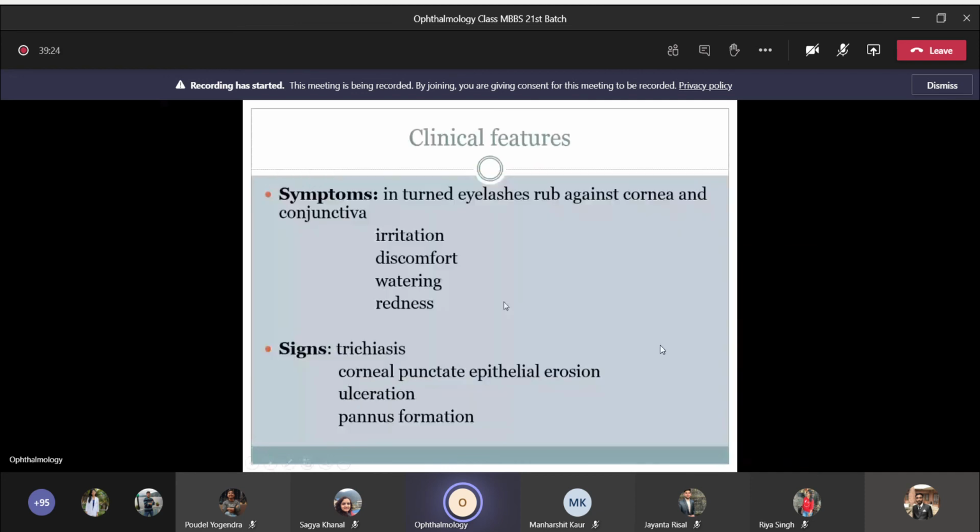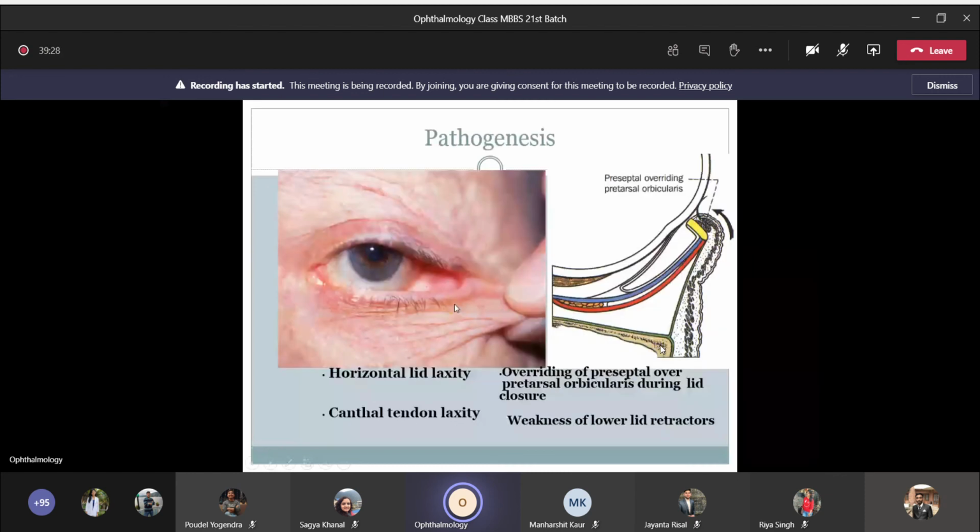So these are the pathogenesis of entropion. This is very important. I've told you earlier also: horizontal lid laxity, canthal laxity. This is the picture showing overriding of preseptal orbicularis over pretarsal orbicularis, and weakness of lower lid retractors. And another is atrophy of fat, retrobulbar fat. These all lead to entropion.